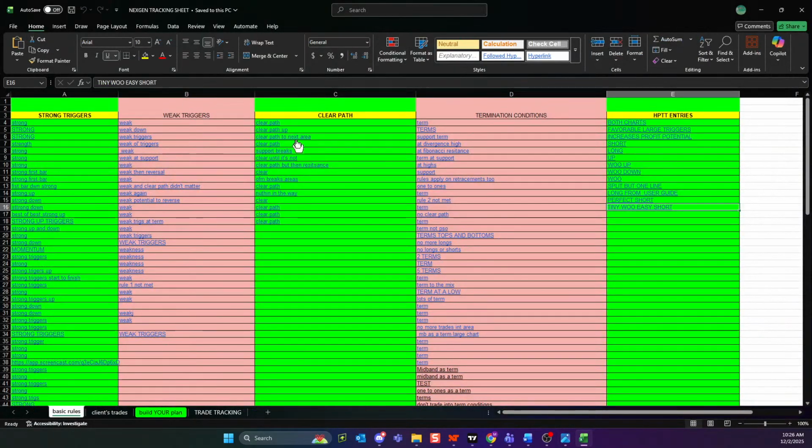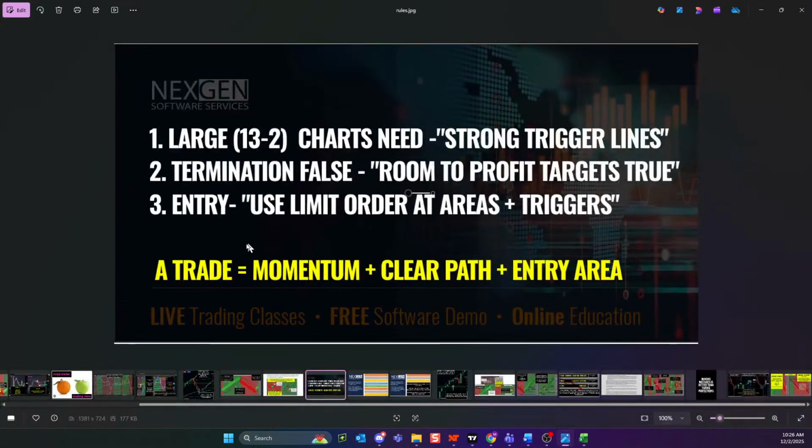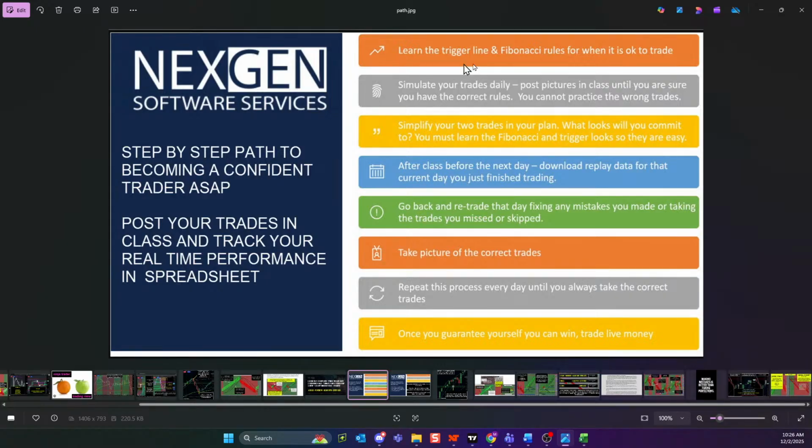You've got to know what it means to not have your rules met. I refuse to take a trade with weak triggers. I'm desolate about taking a trade into a termination condition. If I can't define my entry, I choose not to take the trade. Guys, trading can be very black and white. So learn those very basics. You use those spreadsheets. Oh, gee, I think they're worth their weight in gold. I really do. So you've got to learn the rules. And then once you learn the rules, you've got to go through the process of trusting the rules.